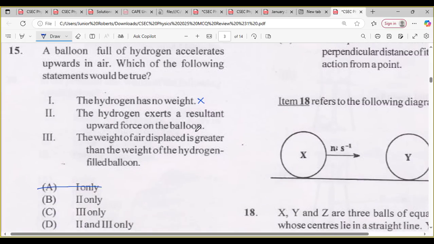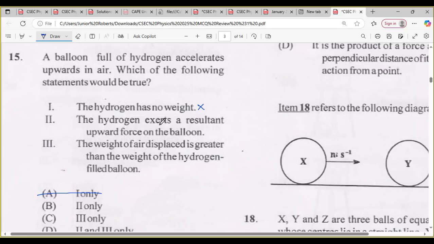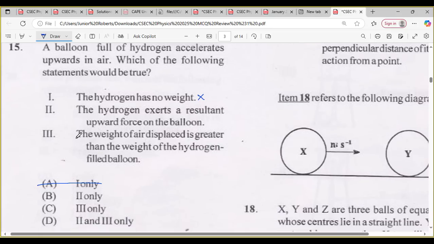Okay, thank you. So hydrogen exerts a resultant upward force on the balloon, right? We have that option right here. We're going to come back to that. Now, option 3 says that the weight of air displaced is greater than the weight of the hydrogen-filled balloon. Now, we should recall that the weight of the fluid displaced by an object is what we refer to as the upthrust, right? Upthrust.